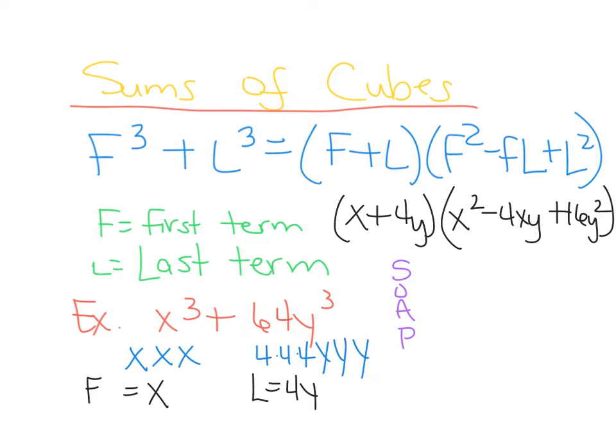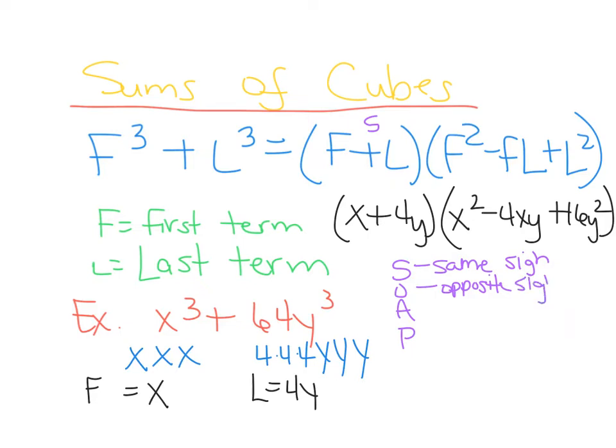And here's why it's SOAP. It comes from the signs that are in the parentheses. So S stands for same sign. So what's that mean? If you look at the original problem, F cubed plus L cubed, it has a plus in between it. So in this first parentheses, it has a plus. That's where the SOAP comes from. So in the first parentheses, the sign is always going to be whatever the sign is in the problem, as in the operation, okay? And then if you go to the second parentheses, O stands for opposite sign.